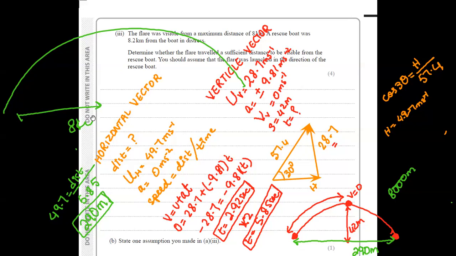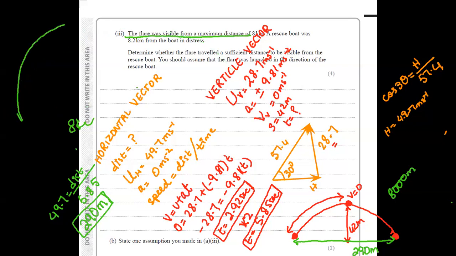Just a bit confused on the first line. The last line about the flare first being visible, about the maximum distance of 8 kilometers. Right. So, okay, this is in the question. They're saying the flare was visible from a maximum distance of 8 kilometers. So, my flare is going to be traveling like this, right? So, when it's going to travel like this, it's going to cover a horizontal distance. Now, this is not my calculation. This is data given by them.